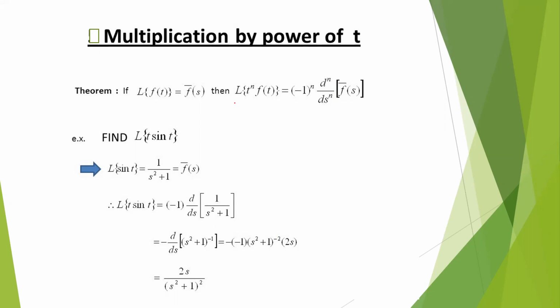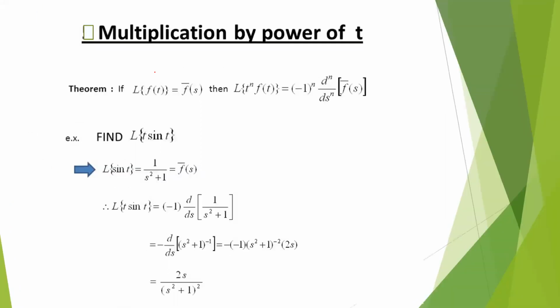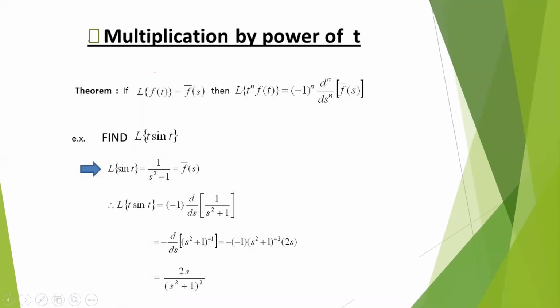And it is named as multiplication by power of t. Okay. So if we see the statement, if Laplace transformation of f of t is equal to f bar of s, then Laplace transformation of t power n into f of t is defined as -1 whole power n into n times differentiation of f bar of s with respect to s.